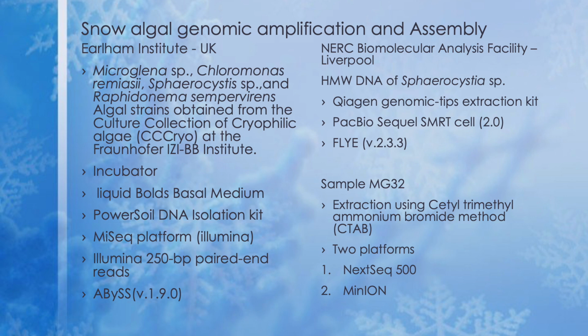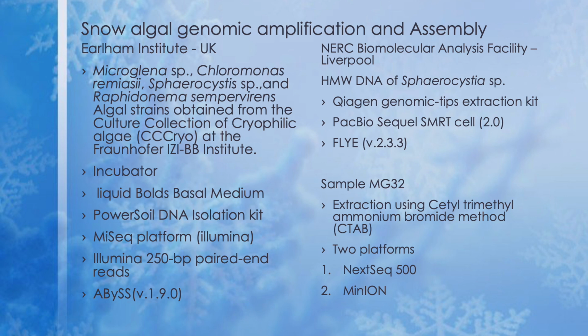For the snow algal genomic amplification and assembly, the algal strains Microglena CFSP 002B99, Chloromonas ramaceae 047-99 and 005-99 CF, and Sphaerocytis species 101-99, and Raphidionema sempervirens 011A-99.